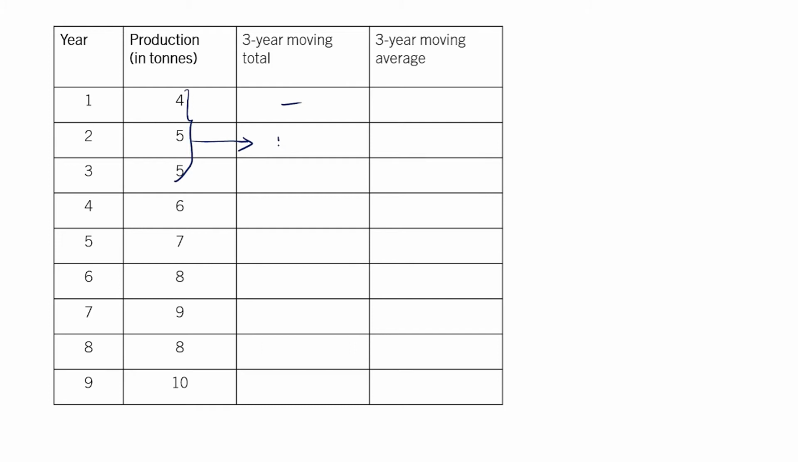So 5 plus 5 plus 4, 14. For the next 3-year moving total, we add the next 3 years' data: 5 plus 5 plus 6, 16. For the next value, we add these 3 years' data: 5 plus 6 plus 7, 18. Then the next 3 years' data is added and written along the 5th year: 6 plus 7 plus 8, which is 21. And we proceed like this.